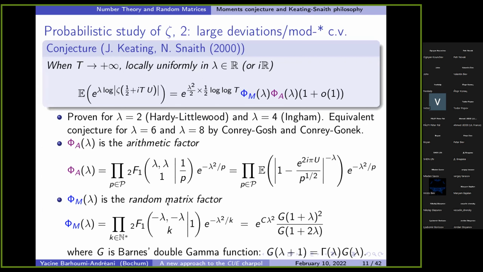The correction looks a little like the arithmetic factor. It's a product of 2F1. It has a more famous form using the Barnes double gamma function. And this is what Keating and Snaith managed to find. So how did they do it?